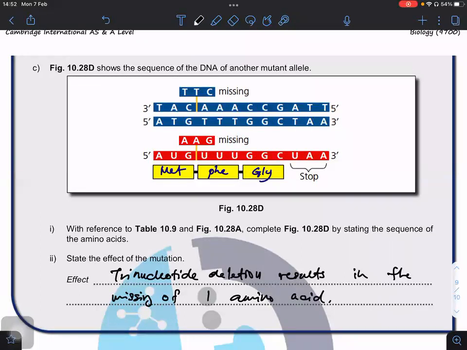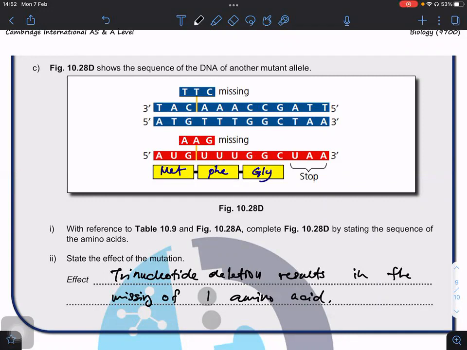This is not a frame shift, guys. No frame shift at all in this case. Are you clear? Frame shifts only occur when you have one or two nucleotides deleted. But in this case, no, because when we try the nucleotides at the end, we can see that we still get back the same amino acid sequence. It's just that one amino acid is missing. Are you clear? So severity is not so high, but again, it doesn't mean that you won't get any impact. The impact is still there, but it won't be so severe compared to the one or two nucleotide deletions or additions.